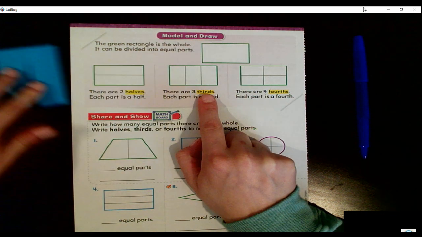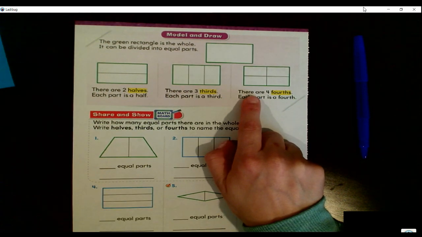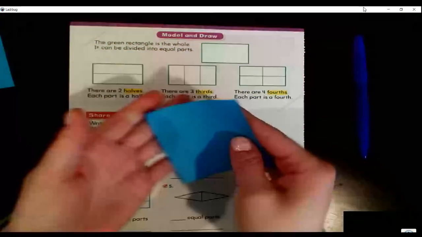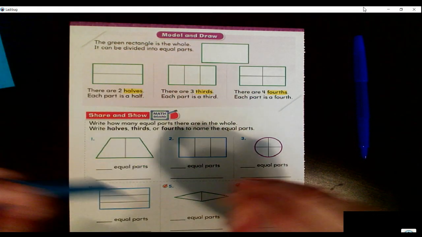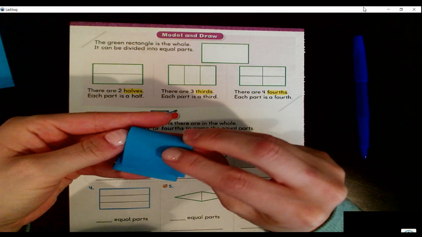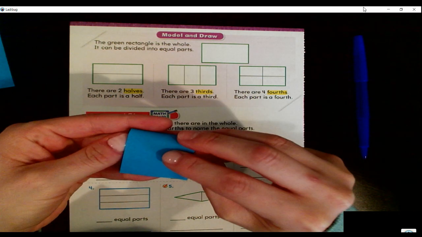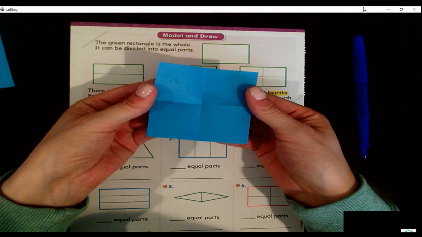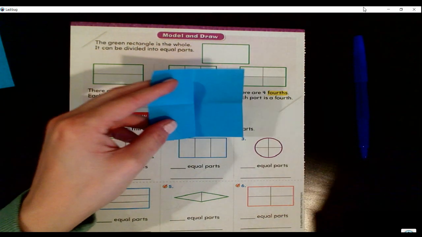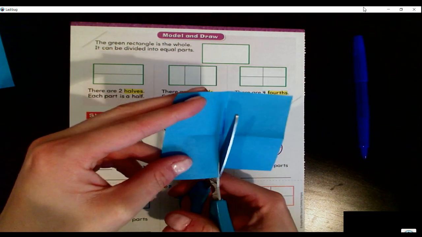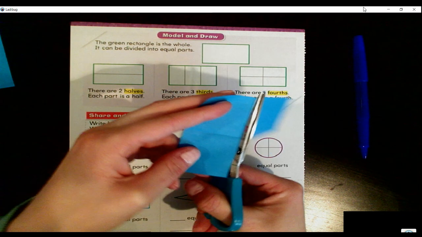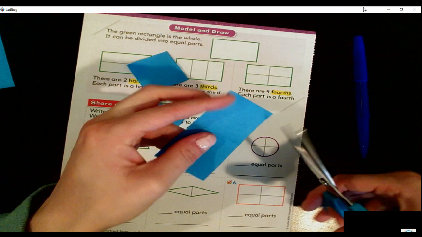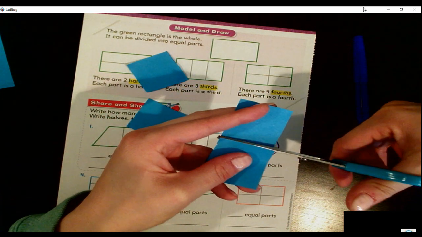Okay? It works the same way for fourths. So if I'm going to take my Post-it note again, and I fold it in half, and I fold it in half one more time, you can see that I'm going to get four equal parts, okay? So even if I draw my lines or cut on them, I'm giving each friend an equal amount because I want to be fair, right? I want to be equal and fair.